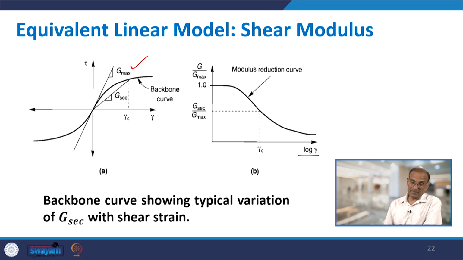Now, how do you determine the y axis of G by G max? Your G will vary with the strain. So, what we do, G max is fixed. So, G by G max will be 1 when the strain is 0, and then G starts decreasing because G is the slope, G is same as G sec, and you see when we go along, the slope decreases, the slope is not increasing. So, the value of G will decrease, and because G max is constant, the ratio of G by G max is initially 1 and then starts decreasing. So, this is in the form of what we call the S curve, and this is the modulus reduction curve.